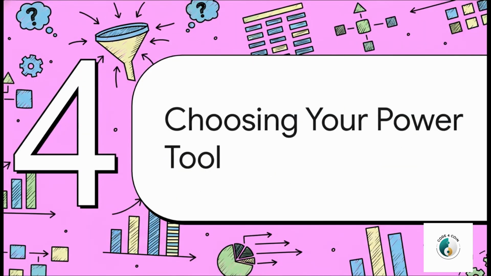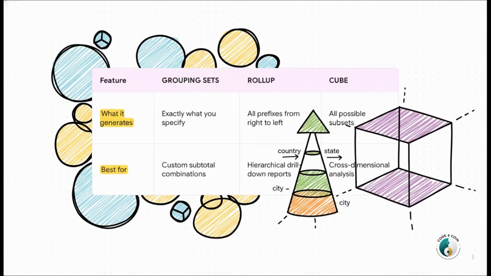So, with all these amazing options, how in the world do you know which one to pick? Well, it all just comes down to the kind of report you're trying to build. So here's your decision-making guide. If your boss asks for 2 totally unrelated totals, like give me total sales by region and also total sales by product category, that's a job for GROUPING SETS.